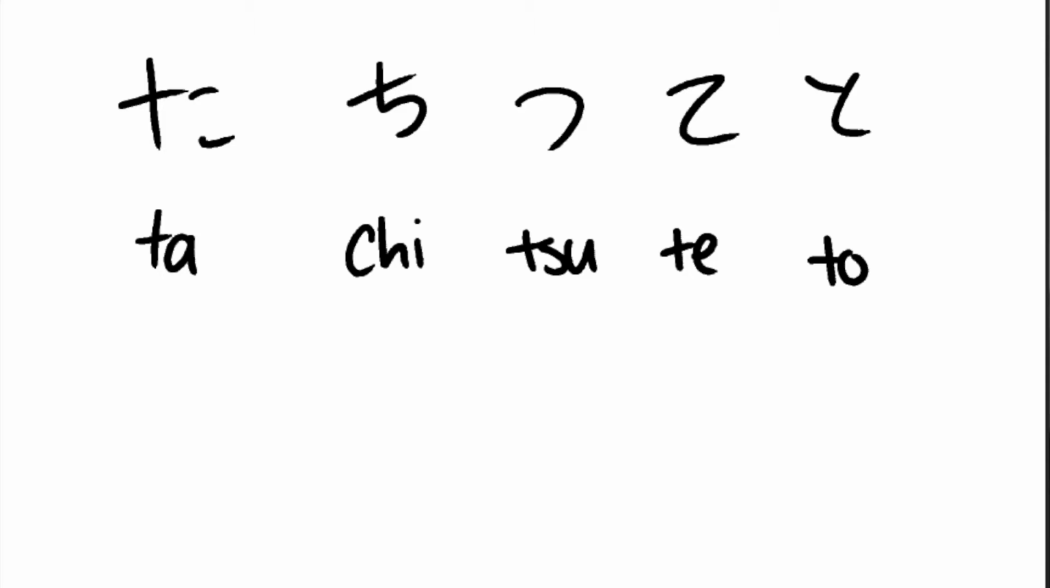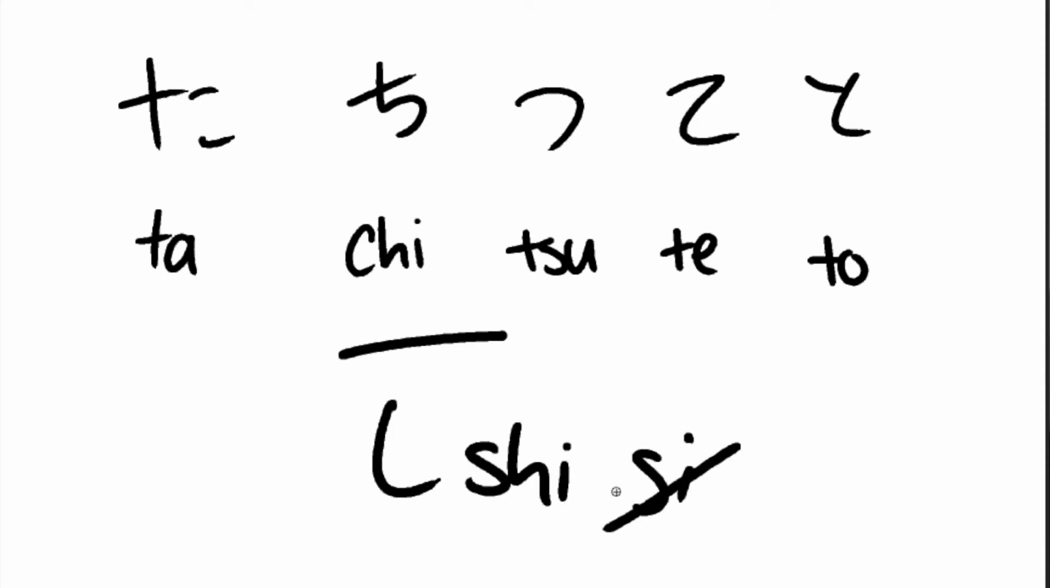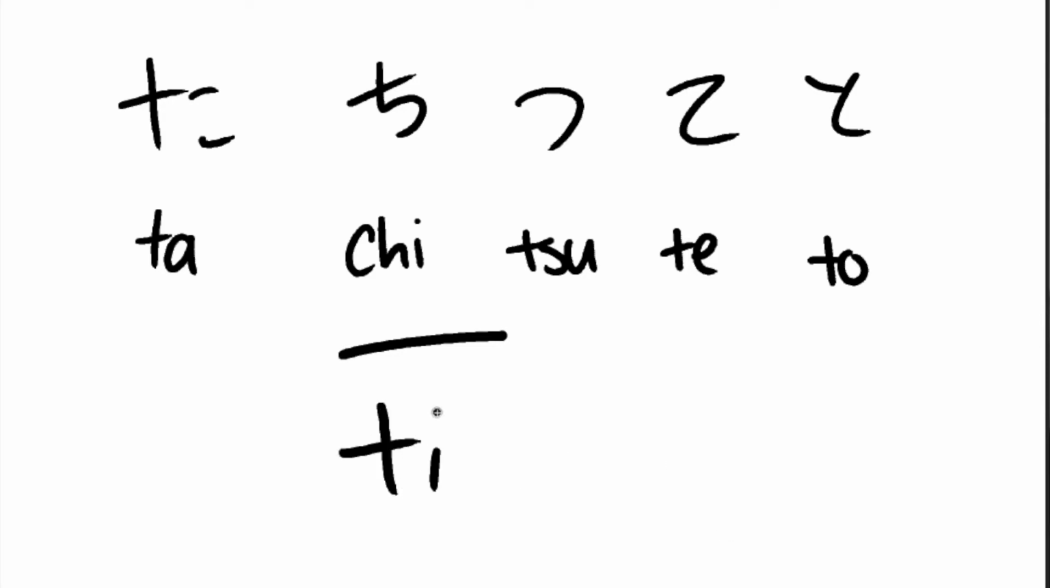Today we are doing ta, chi, tsu, te, to, and this is what they look like. Let's head over to the tablet real quick. So we have ta, chi, tsu, te, to. Just like with the last lesson, this sound right here is not a T-I, it's chi. So just like with sa, shi, this was an S-H-I sound and not an S-I sound. Chi is the same exact way. It's not a T-I sound, it's a chi sound. So keep that in mind.